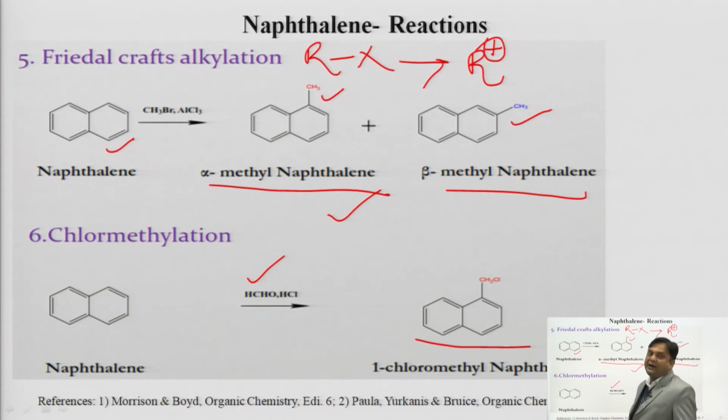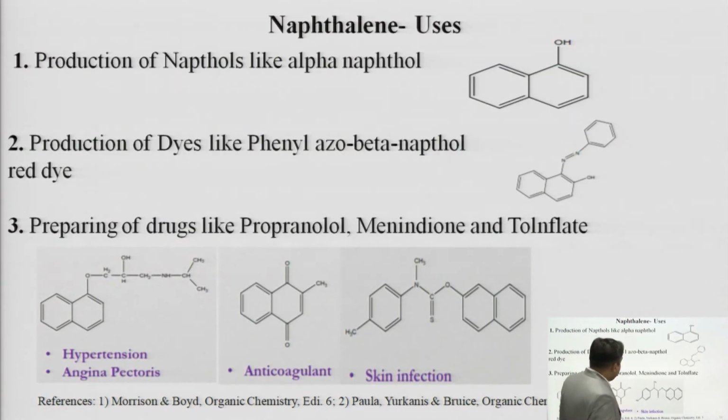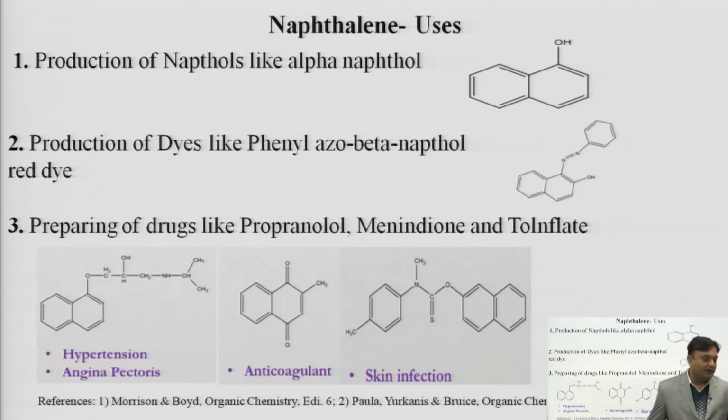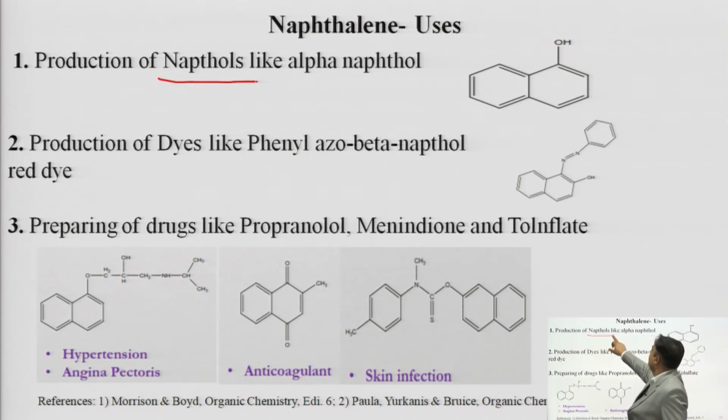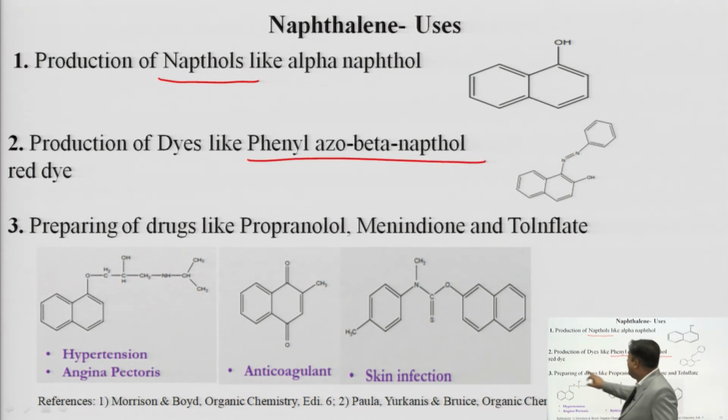So, these are the electrophilic substitution reactions which take place in the case of naphthalene. Then we come to the next part of our lecture, which covers the uses of naphthalene. One of the major uses of naphthalene is the production of naphthols, like alpha naphthol and beta naphthol. Alpha and beta naphthols are used as reagents in various quantitative tests in organic chemistry. They are also used for the production of dyes like phenyl azo beta naphthol, a red dye.